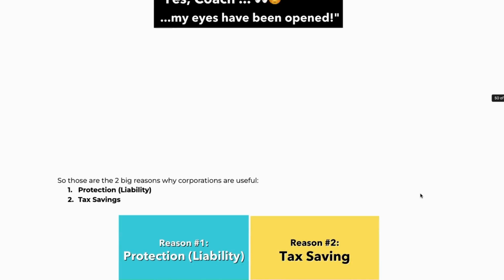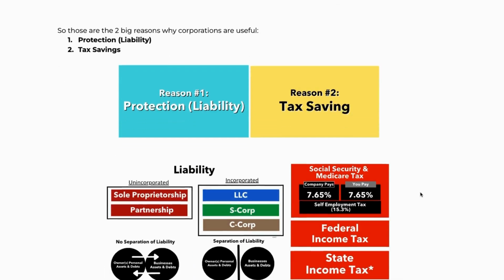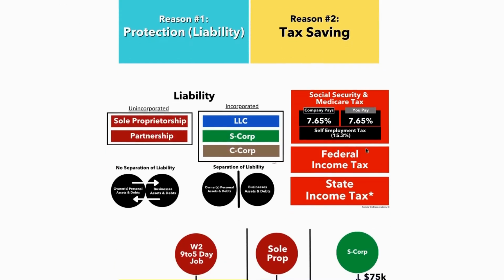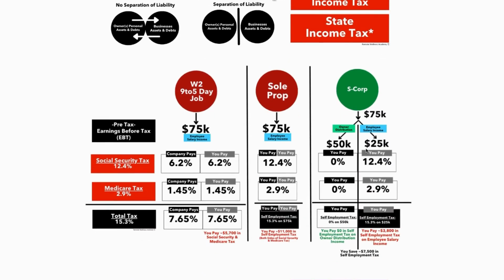Okay. So this, ladies and gentlemen, is the two big reasons why corporations are useful: because of protection and liability. We talked about that, right? With a corporation, you have that separation between yourself and the business. And then also the tax savings. Specifically, we talked about the Social Security and Medicare tax and the self-employment tax that is saved once you are actually a corporation with the proper tax filing.